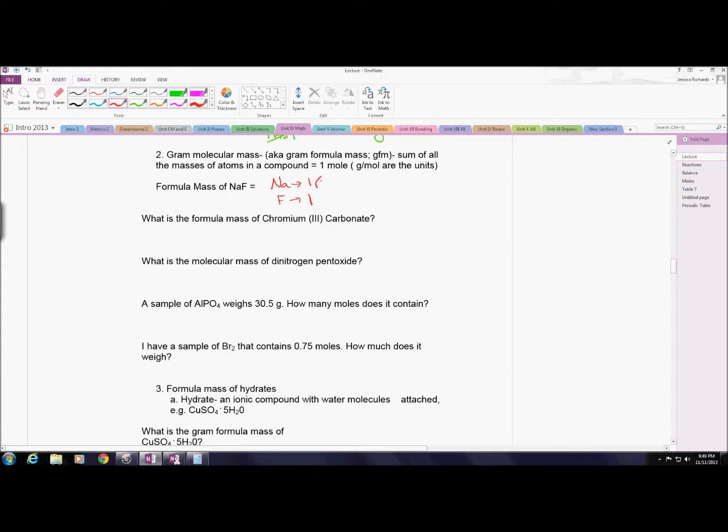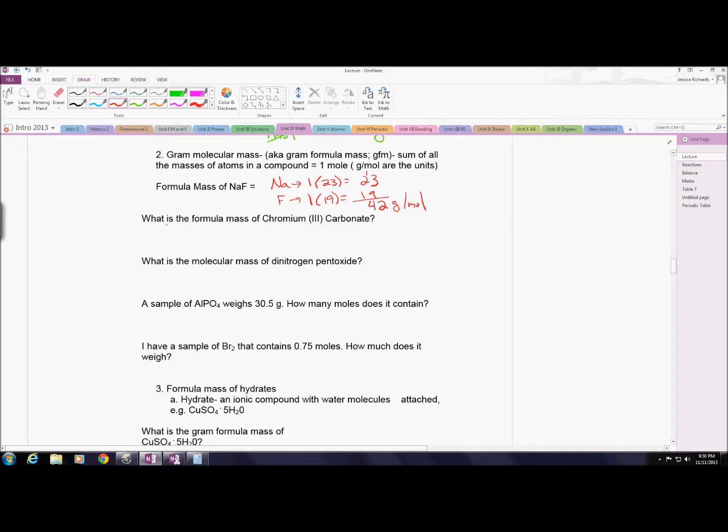We already looked up the mass of 1 sodium. That was 23. And we looked up the mass of 1 fluorine. That was 19. And we add the 2 together. So carry the 1, and we have 42, and the units are grams per mole. And it's as simple as that.